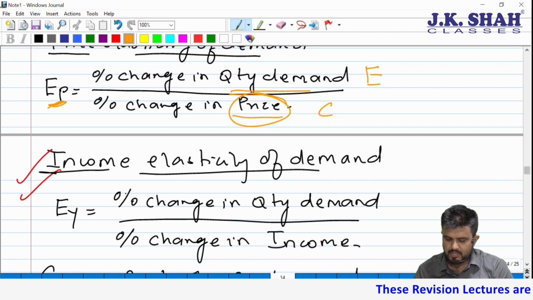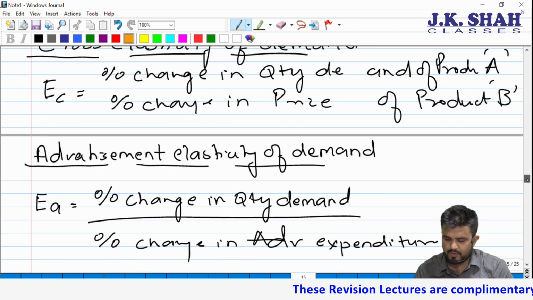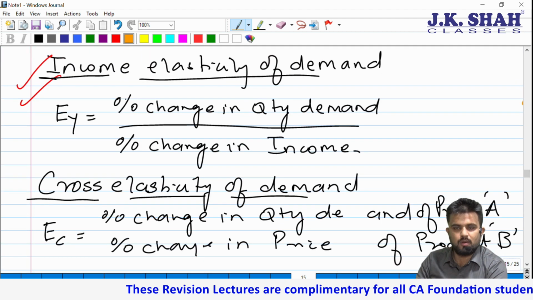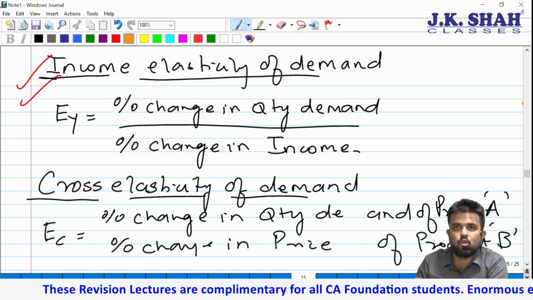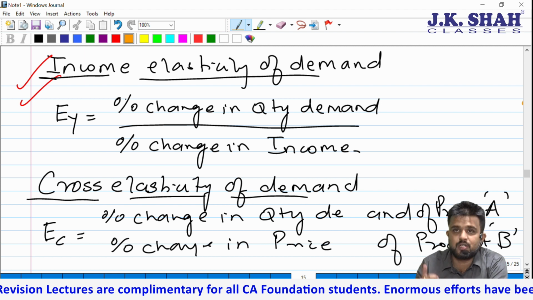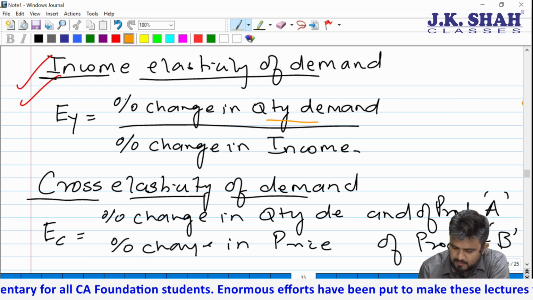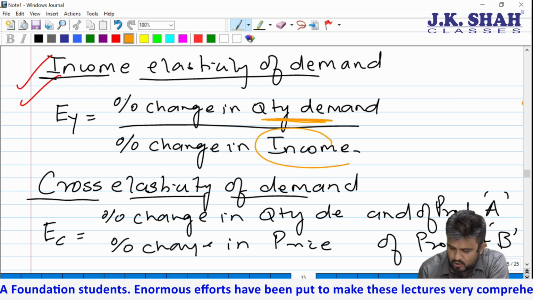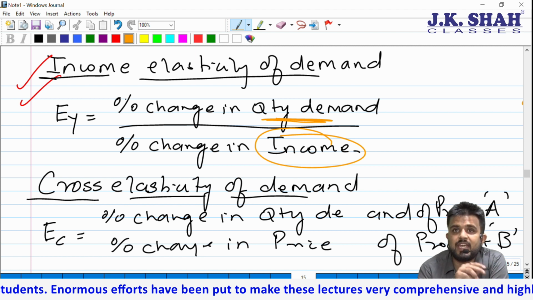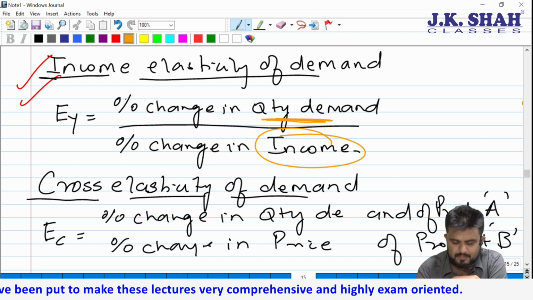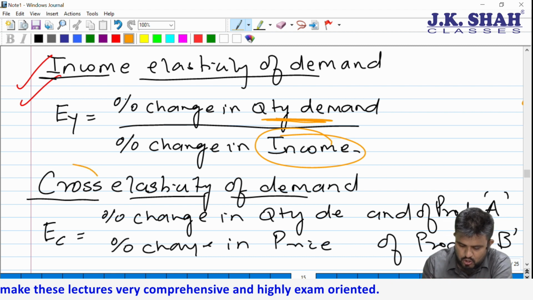Next. What is next? Income elasticity of demand. EY is equals to percentage change in quantity demand upon percentage change in income. So this time demand is changing because of income. EY, Y stands for income. Remove price, put income.